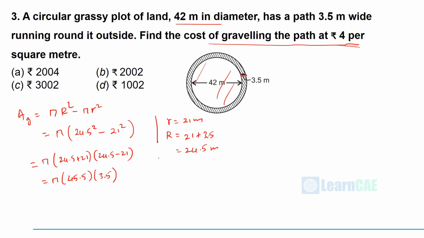This is the area. Now we have to find the cost of graveling the path at 4 per square meter. So total cost will be equal to area of this shaded region into cost, that is pi into 45.5 into 3.5 into 4. Let us calculate.